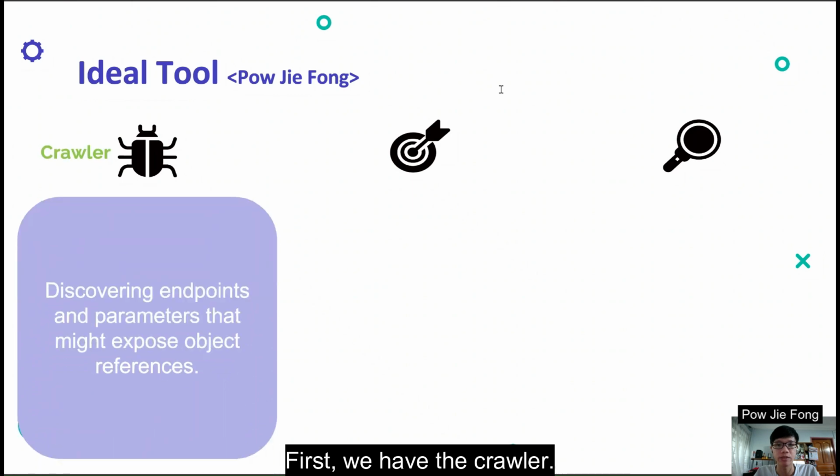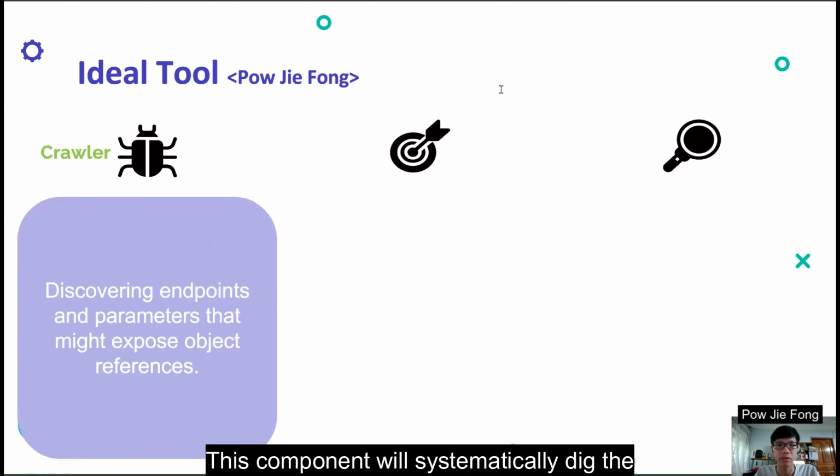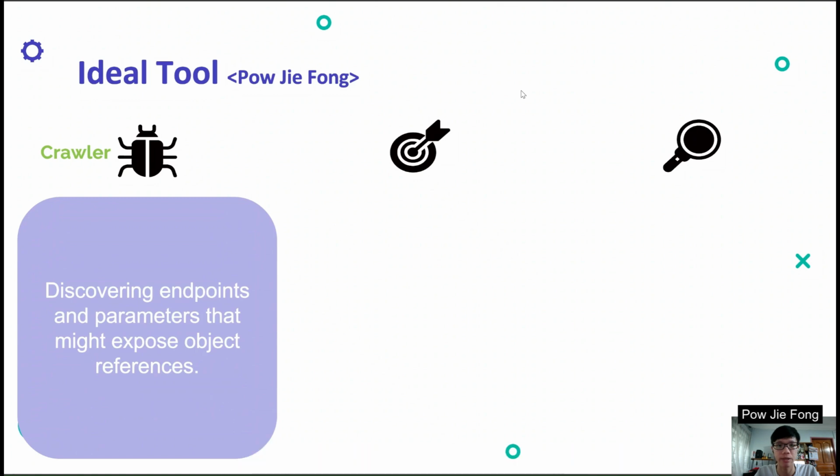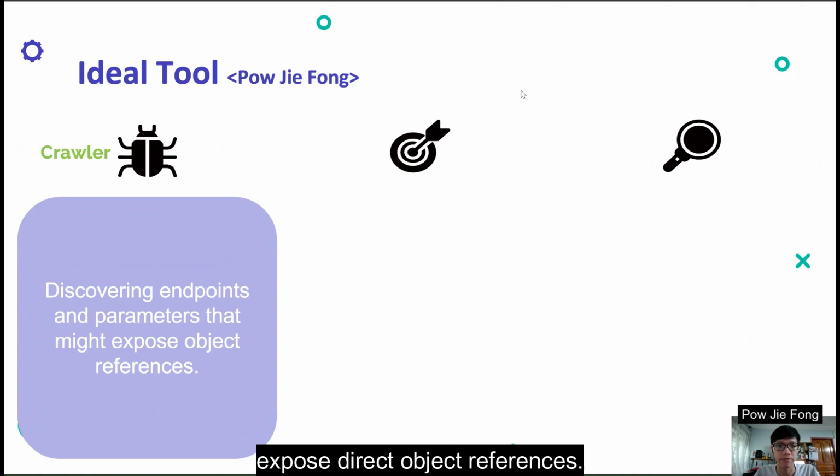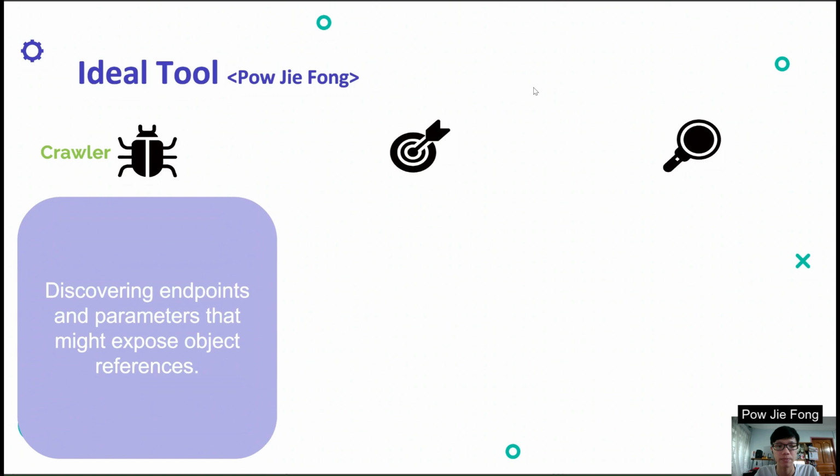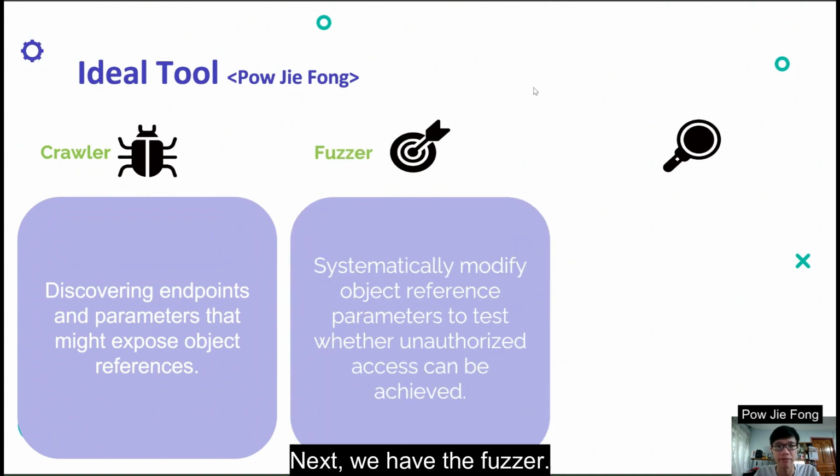First, we have the crawler. This component will systematically dig the web application and find existing endpoints and parameters that might expose direct object references. Ideally, it should handle multiple user roles like admin or user to test for every access level for potential IDOR vulnerabilities.